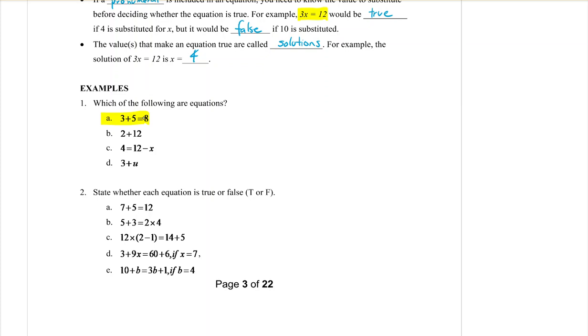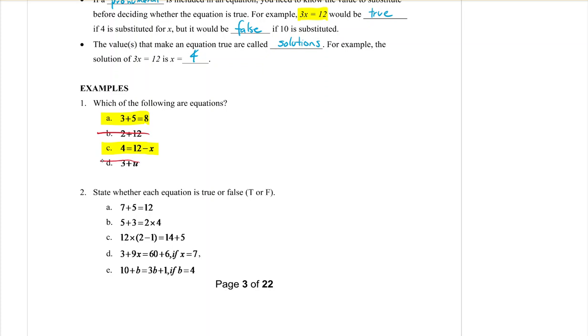Part B, 2 plus 12. There's no equal sign there. That is not an equation. Part C, 4 equals 12 minus x. Yes, that is an equation. It has an equal sign and it has things on either side of it. And part D, 3 plus u, that is not an equation. There's no equal sign in it.